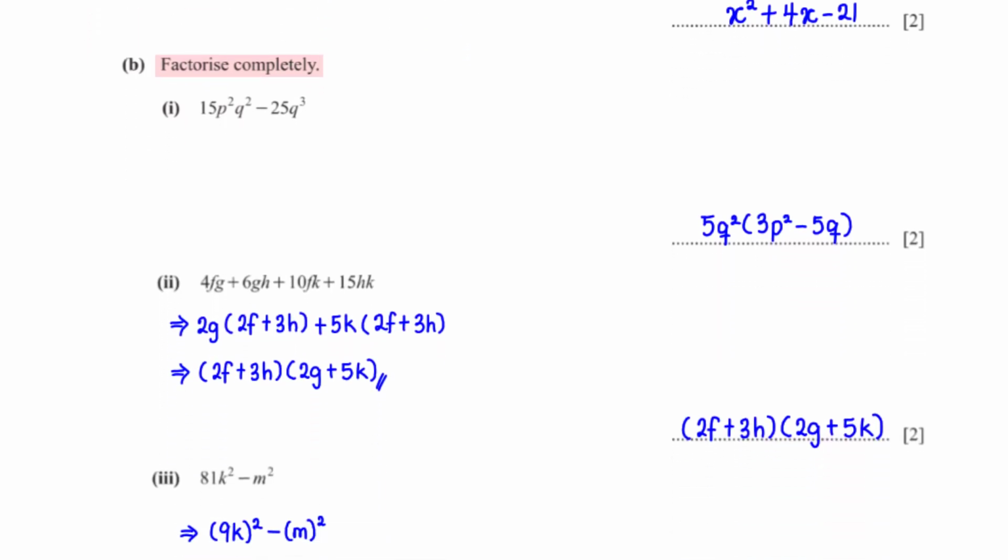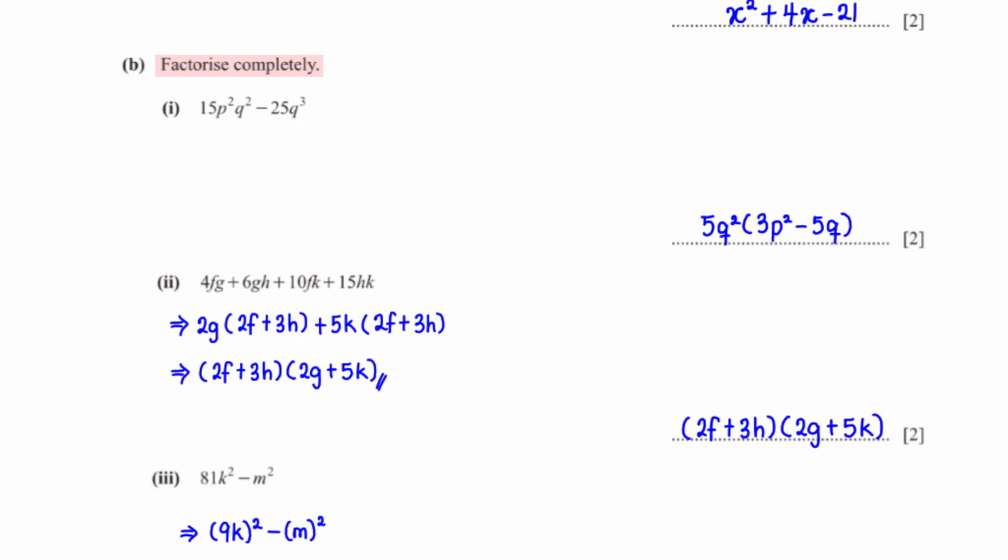Factorize 4fg plus 6gh plus 10fk plus 15hk. When we factor out 2g from the first two terms, we are left with 2f plus 3h. And when we factor out 5k from the final two terms, we are left with 2f plus 3h. We can rewrite this as (2f plus 3h)(2g plus 5k).